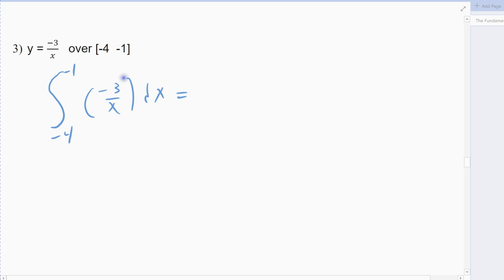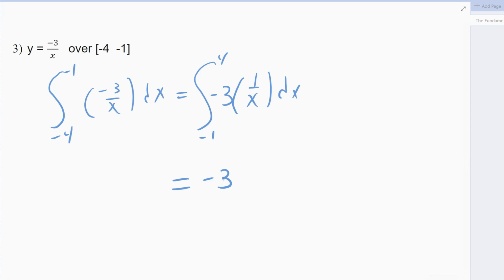Now remember what negative 3 divided by x is. That's really negative 3 times 1 over x. And so when I take the antiderivative of this, the negative 3 is going to come along, and this is where it's very important that you remember the natural log is the antiderivative of 1 over x, and not only that, but you have to remember the absolute value, because the original function exists over negative values.